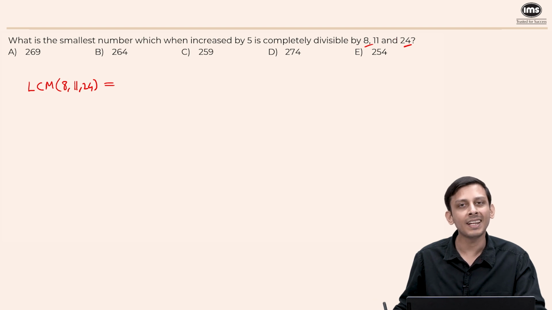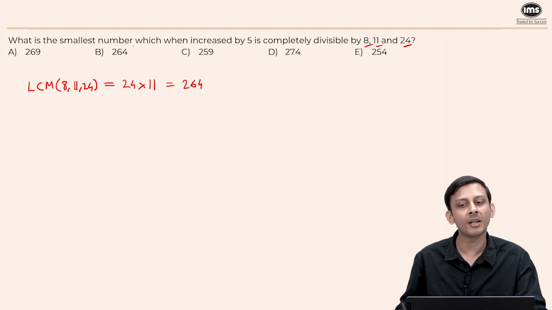24 itself is already a multiple of 8. And of course, it is a multiple of itself. So 8 and 24, LCM will be 24. And now we also have to include 11. 11 is not included in 24. So now we will multiply with 11. 24 into 11 is 24 into 10 plus 1, which is 240 plus 24, which is 264. So 264 is the smallest number which is divisible by all these three numbers.